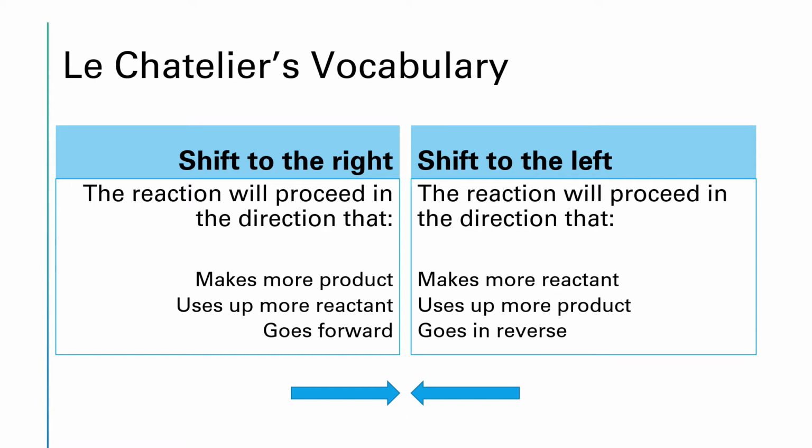Most of the time, Le Chatelier's principle is talked about in terms of shifting the reaction to the right or shifting the reaction to the left. So what do these phrases mean? Shifting to the right means that the reaction will go in the forward direction, so it will make more product. It'll use up more reactants. So going in that forward direction is usually referred to as shifting to the right. If the reaction shifts to the left, the reaction will proceed in the reverse direction, and that will make more reactant. It will use up some of the product.